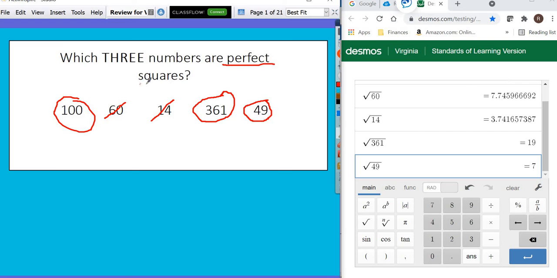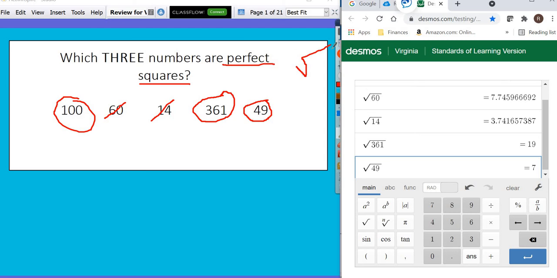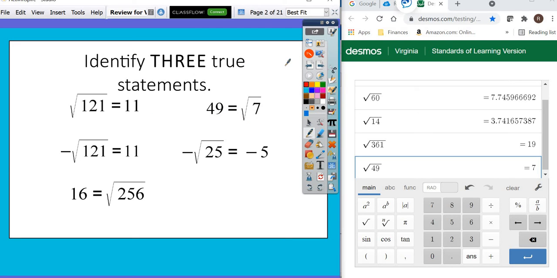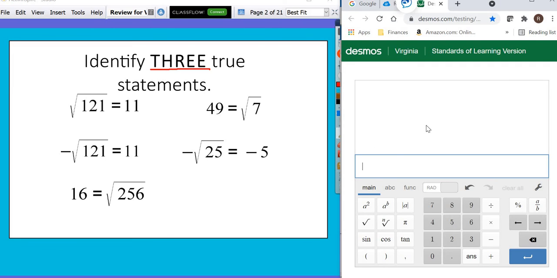So whenever somebody asks you, is a number a perfect square, go over to Desmos, take a square root, and if you have a beautiful number, like you do here, 7, 19, and 10, they are perfect squares. The others with all these decimals are not, okay? So let's look at the next question. It says identify three true statements. So let's clear our calculator and we're going to go one by one.